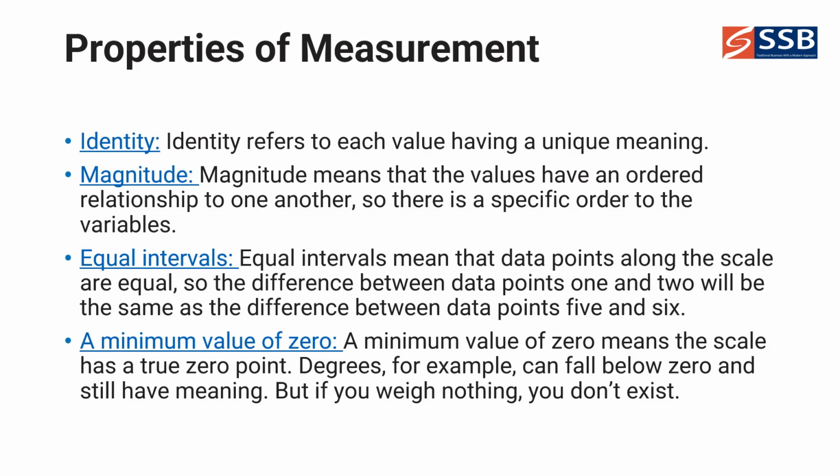Next is a minimum value of 0. A minimum value of 0 means the scale has a true zero point. If you talk about temperature, it can go below 0, that is minus 1, minus 2, minus 3. So here the degrees can fall below 0 and still have meaning. But if you weigh nothing, you don't exist. Actually, it can't happen. So like this, the minimum value of 0 also should be there.